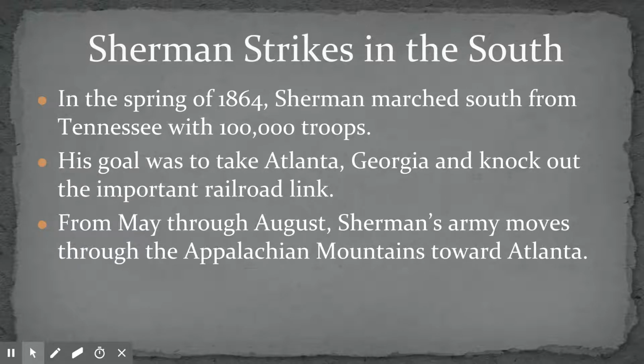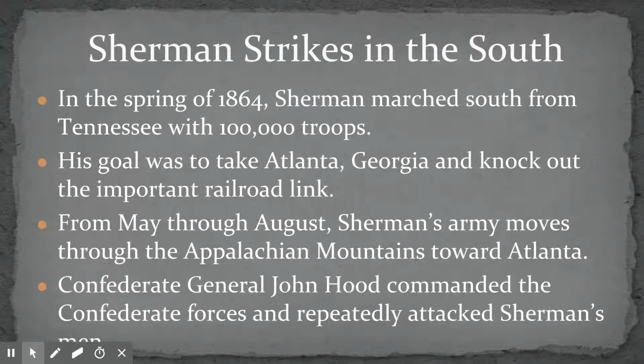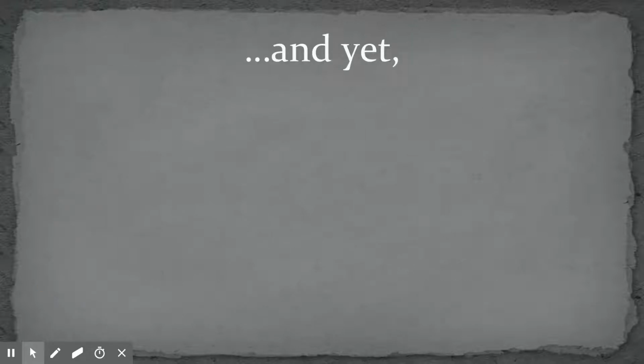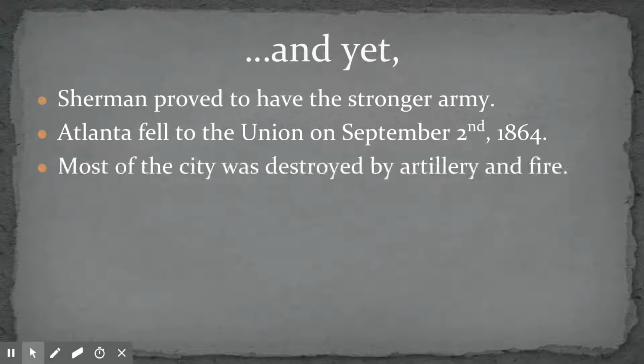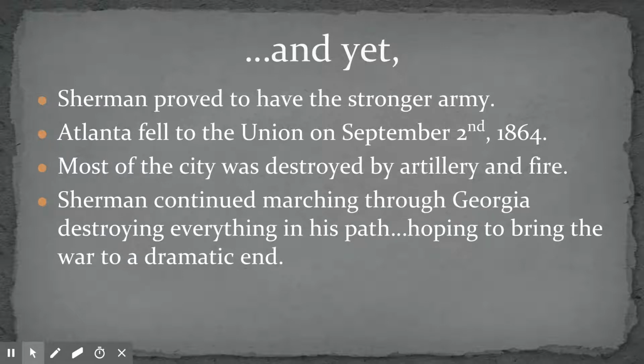From May to August, his army moves through the Appalachian Mountains towards Atlanta. The Confederate General John Hood commanded the Confederate forces and would repeatedly attack Sherman's men. However, he proved to have the stronger army, and Atlanta fell to the Union on September 2nd, 1864. Most of the city will be destroyed by artillery and fire. Sherman will continue marching through Georgia, destroying everything in his path, hoping to bring the war to a dramatic end. So that idea of total war that we talked about at the beginning of the unit is what we see come about here.